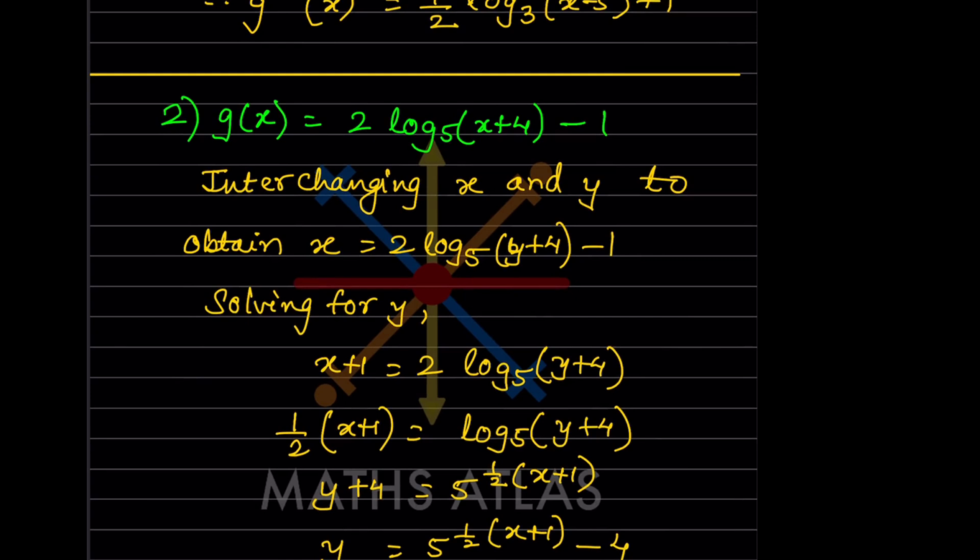Now the next one: g of x is 2 log of x plus 4 to the base 5 minus 1. So again this is y. So what are we going to do?